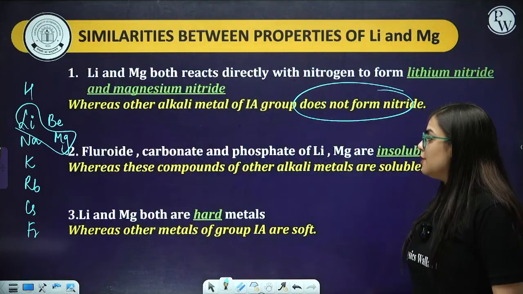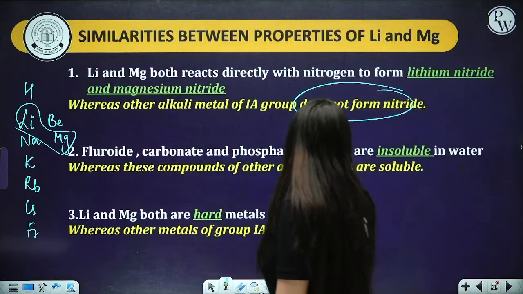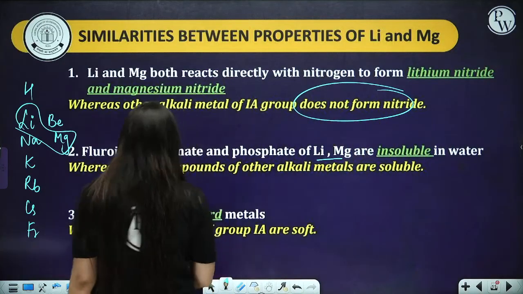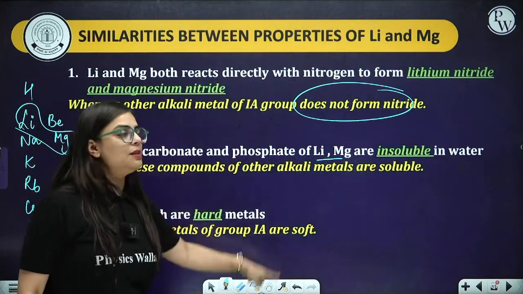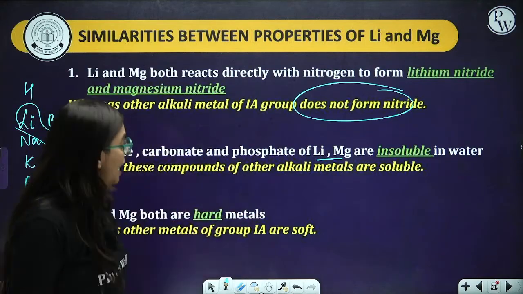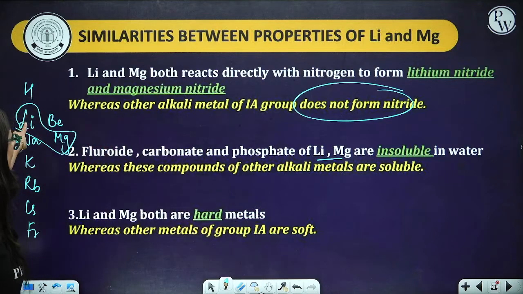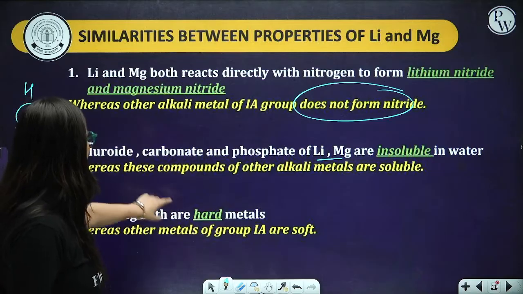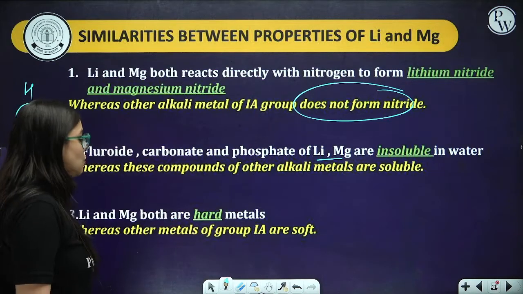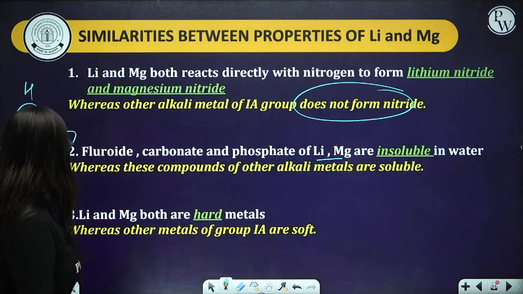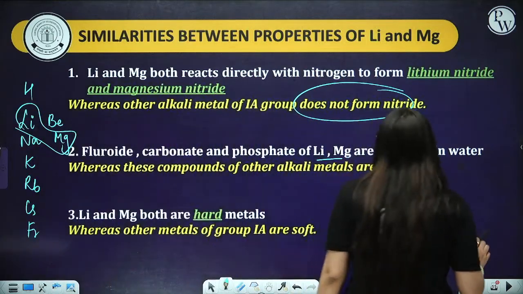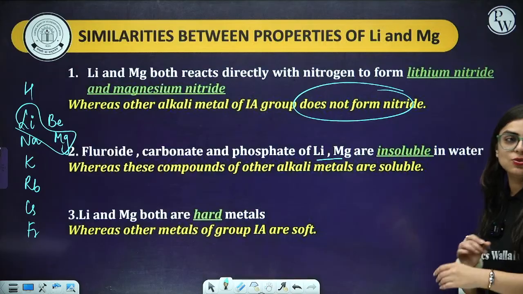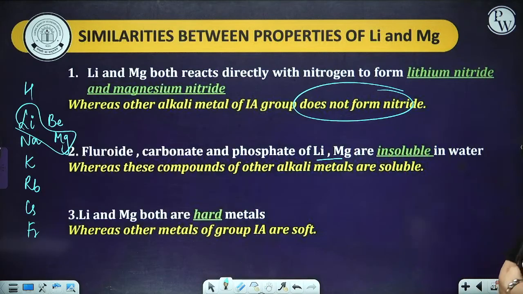The next is fluoride, carbonate and phosphate of lithium and magnesium are insoluble in water. They won't get soluble in water, whereas these compounds of other alkali metals are soluble, but not of lithium. Lithium and magnesium both are hard metals, whereas other groups of first A are soft. Only they both are hard. So the same diagonal properties. Clear? I guess everybody has written this line so that I can move on to the next slide now.